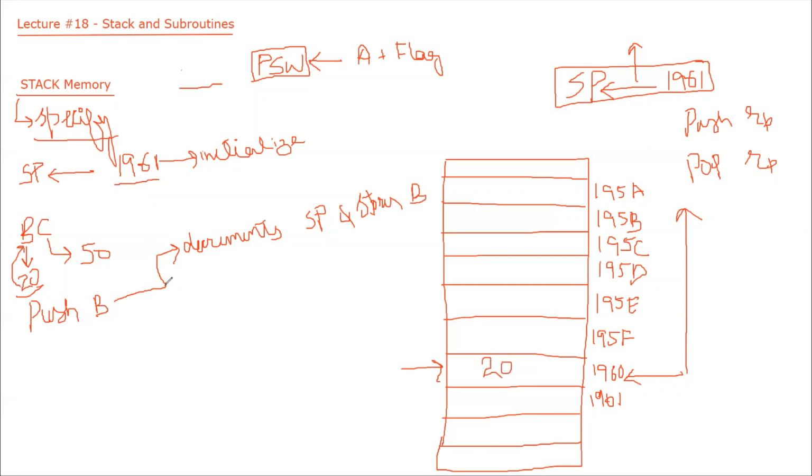Then it will again decrement stack pointer. Again decrementing means now stack pointer will come to this location, 195F, and stores C, or we can say the lower order byte. What is lower order byte? Lower order byte is 50. Stores C. So it will store 50 here. So now our stack pointer is here. So from this location, we have started our stack, and now this stack is getting used.